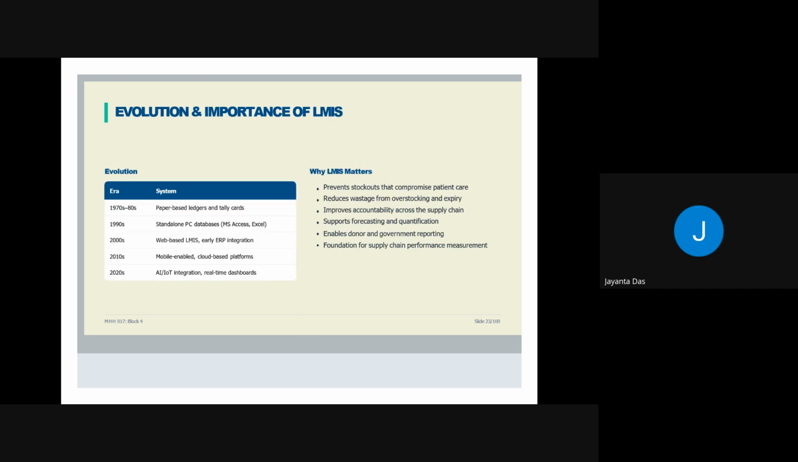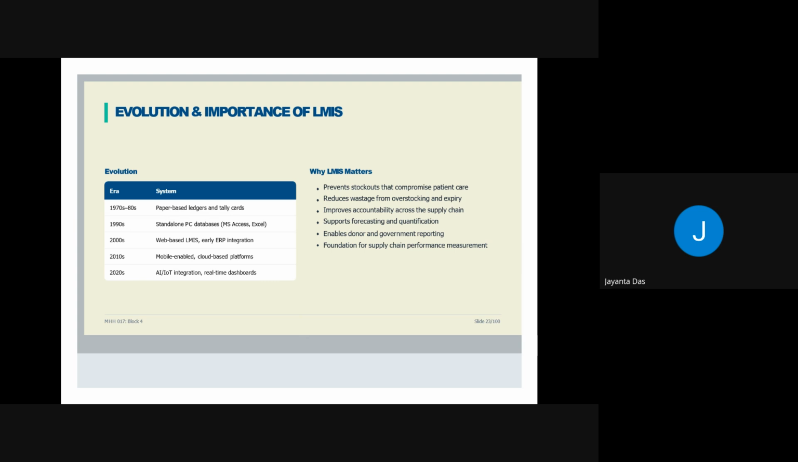So, evolution and importance of LMIS. During the 70s and 80s, it was absolutely paper-based, ledger-based, and tally cards. A huge book, the files, the registers, and these are to be manually filled. Obviously, this not only slows down the process, but due to manual work, sometimes there is aversion and lethargy. As a result, many times things are not properly documented or not properly preserved.